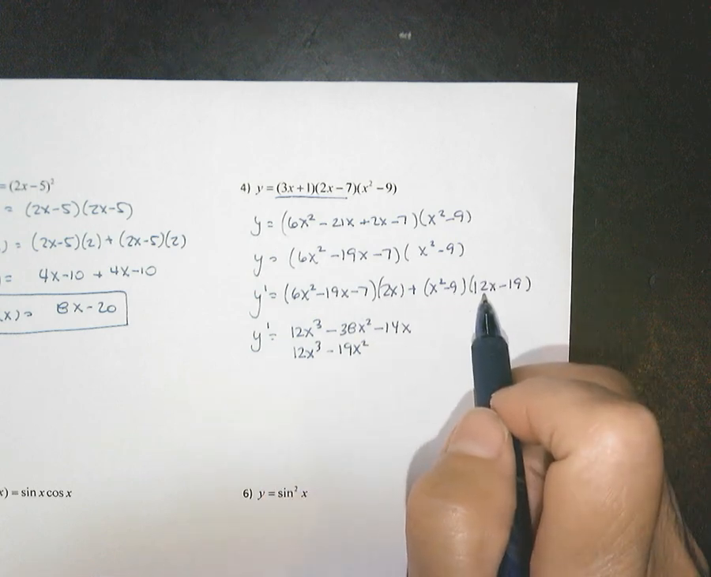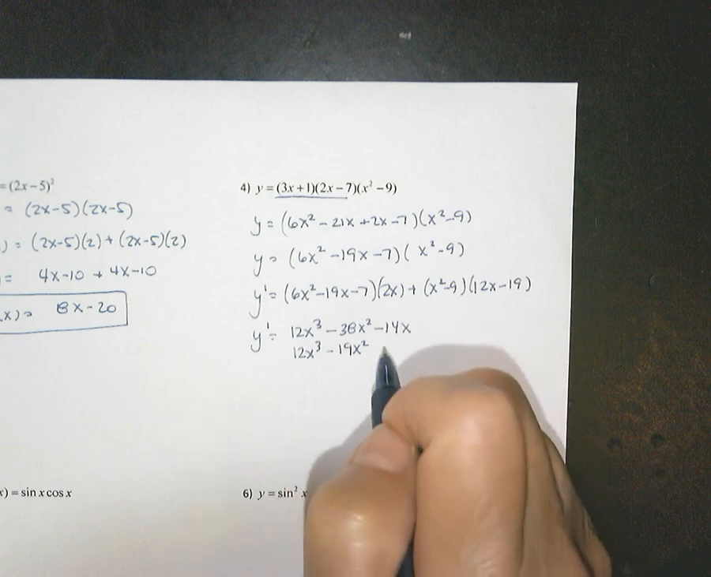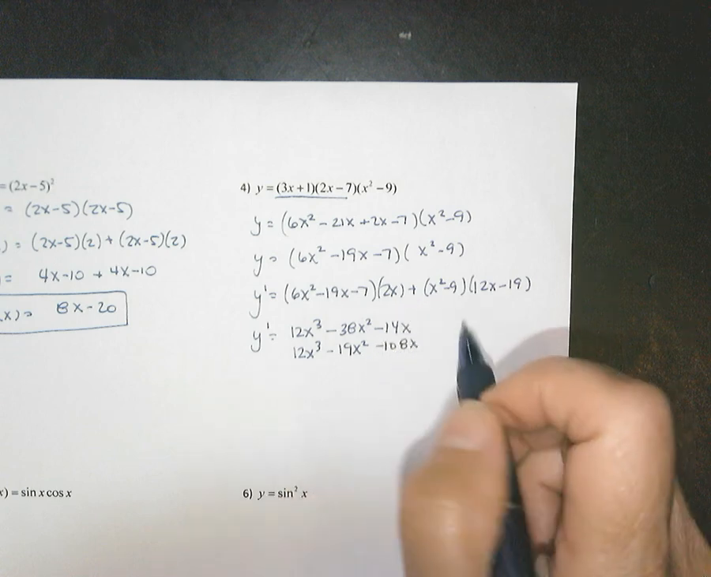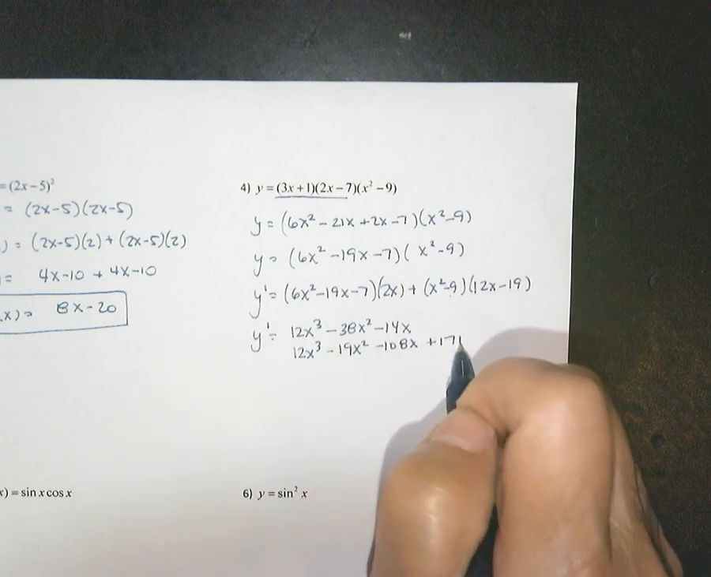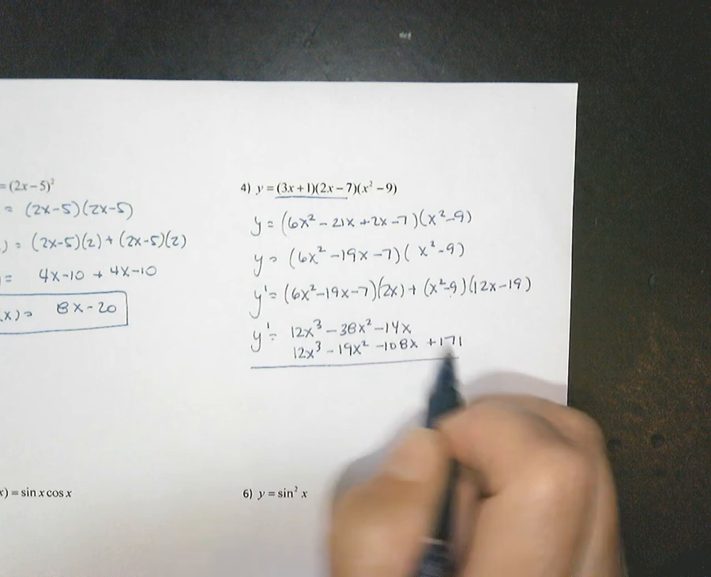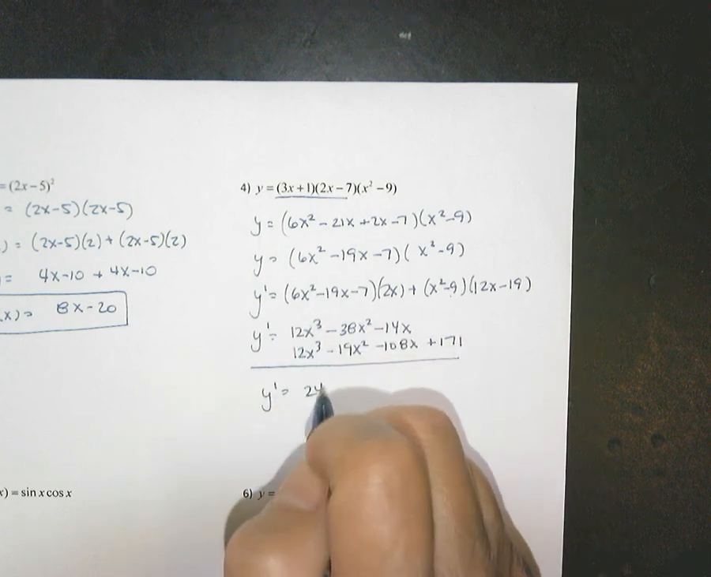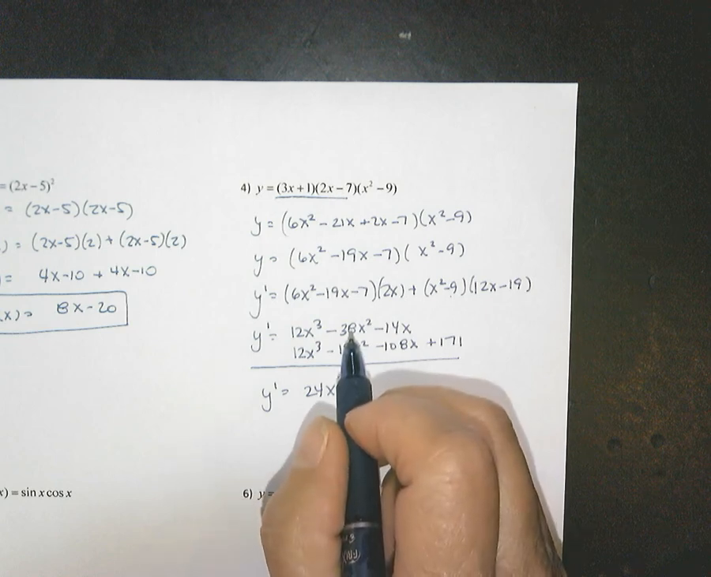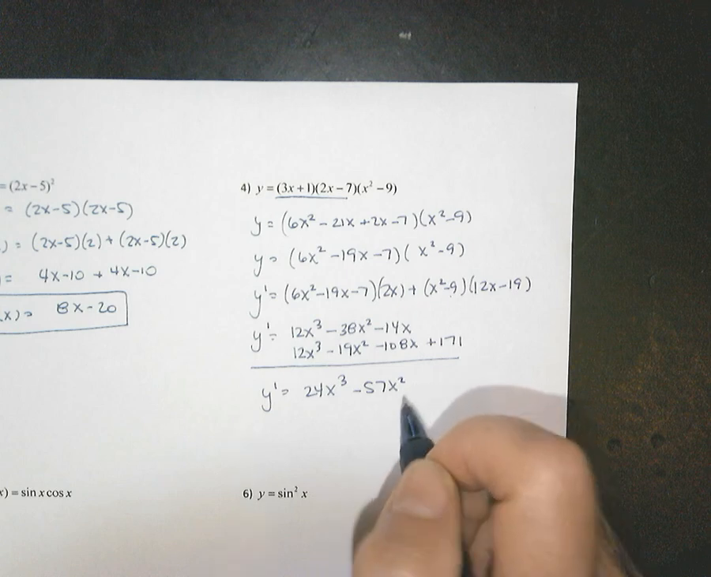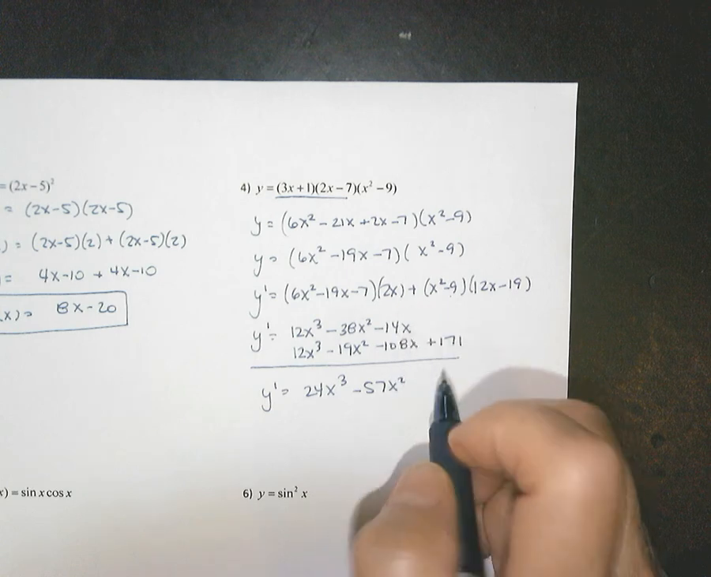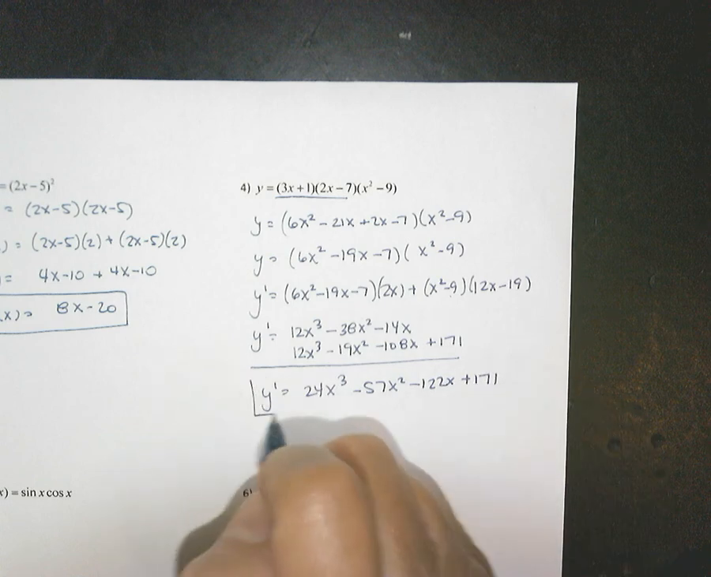Negative 9 multiplied by 21 gives me negative 108x. And negative 9 multiplied by positive 19 is going to give me a positive 171. I like doing it this way because then I just add straight down. So 12 plus 12 is 24x cubed. Negative 38 and a negative 19 gives me negative 57x squared. Negative 14 and negative 108 gives me negative 122x plus 171.